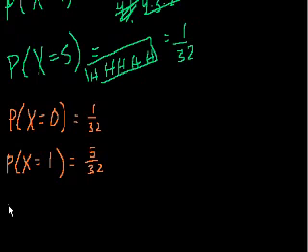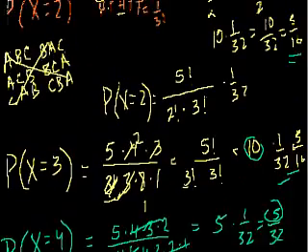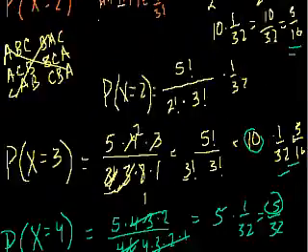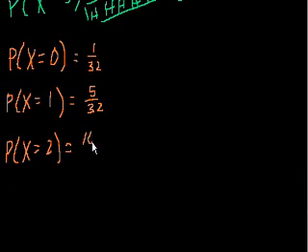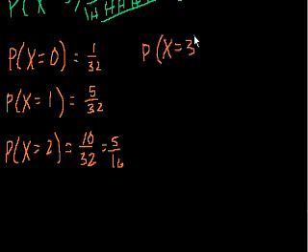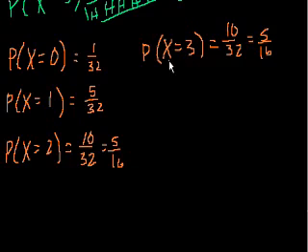The probability of getting 2 heads, the probability that our random variable is equal to 2, what was that? I think it was 10 over 32, or 5 over 16. The probability that we get 3 heads was actually the same thing, 10 over 32, which is equal to 5 over 16. And that made sense because the probability of getting 3 heads is the same thing as the probability of getting 2 tails.